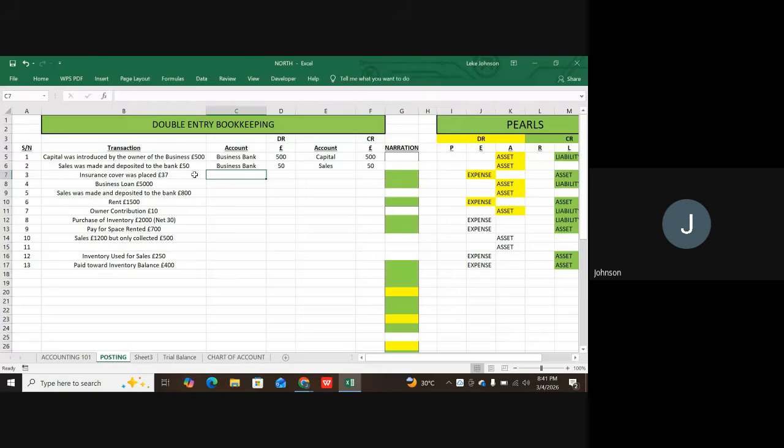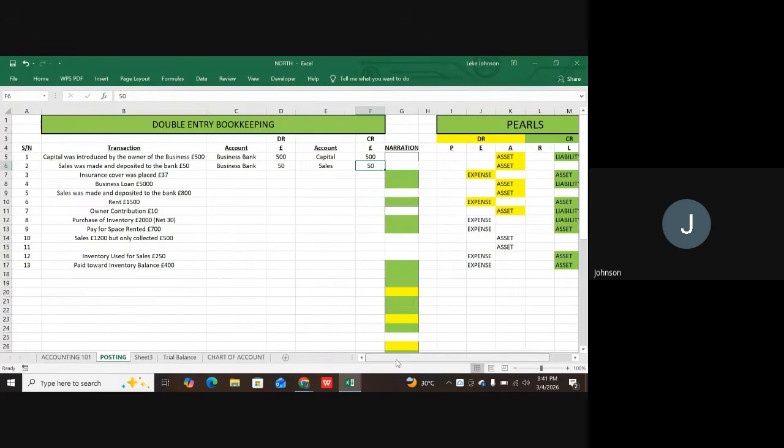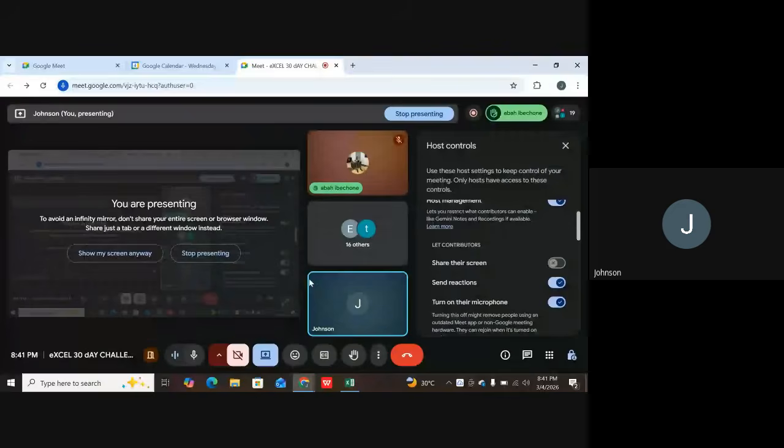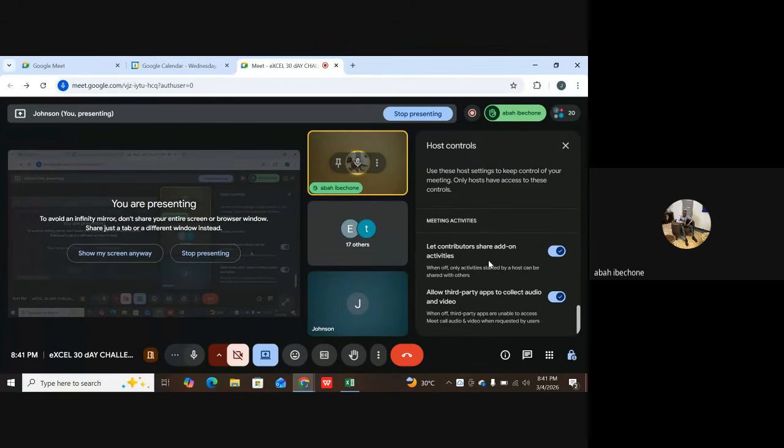Now, if you check, business bank is still the asset account. The asset account is increasing, while the sales account also has a balance now of 50. Fine, we are still looking good. The next transaction now, insurance cover was placed, and the value for that insurance cover was 37 pounds. If you have a question, can you quickly ask before we move on? Your hand is up. Yes.